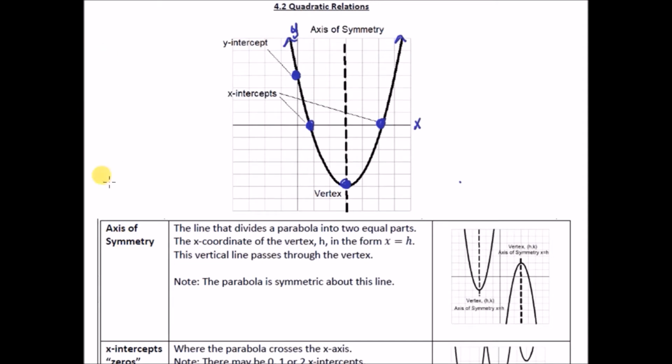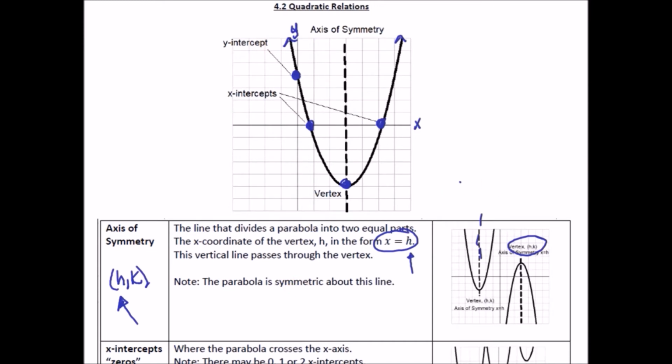Okay, now axis of symmetry. The axis of symmetry is the line that divides a parabola into two equal parts. So we kind of already saw this. Okay, so going back, the vertex is h comma k. The axis of symmetry is actually going to be that h value. So we saw the optimal value is going to be the k value, and the axis of symmetry is going to be the h value. Okay, and it's going to be in the form x equals h because it's an entire line. We want to quote it as the vertical line. And then please note that the parabola is symmetric about this line.